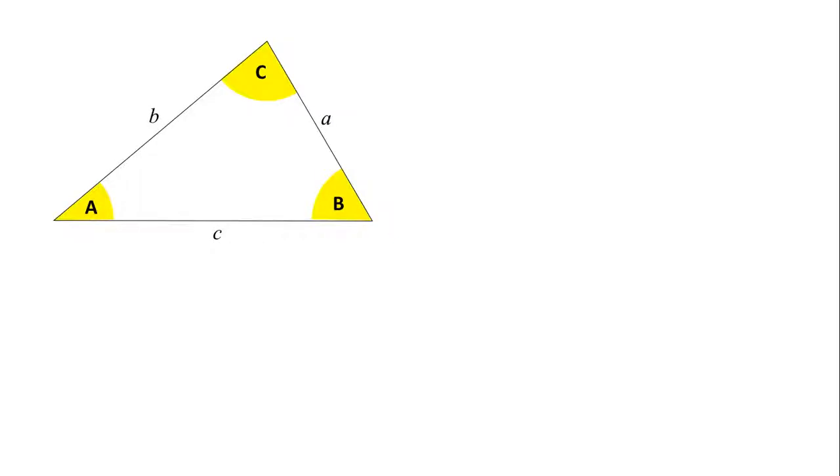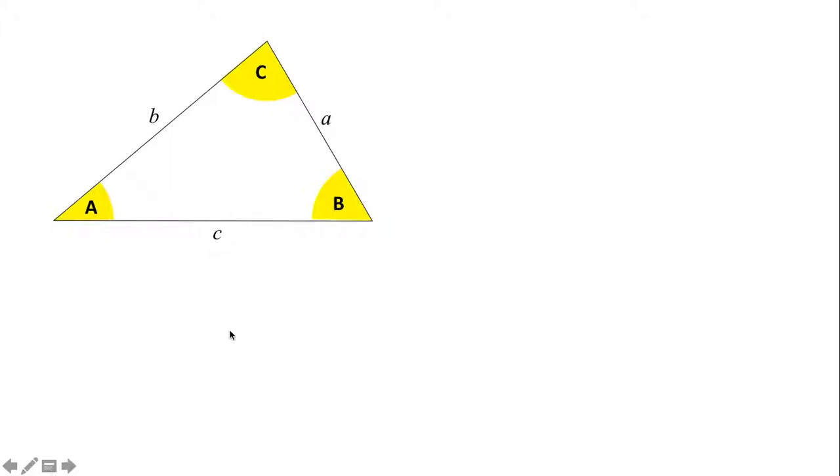This is a short video that's going to prove the sine rule. I'm starting with the standard triangle ABC, with capital letters for the angles and small letters for the sides. And as usual, the corresponding pairs are opposite each other. So angle A is opposite side A, B opposite B, and C opposite C.